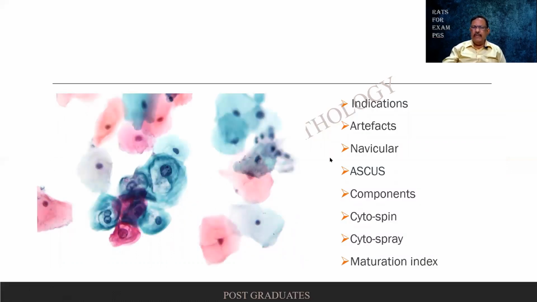Special stains can be given, and these can be the various types of questions. For example, a Pap stain can be asked, and then you will be asked a number of questions like this. People should be prepared. Maturation index, for example, we do not answer. And so on, the questions will be going on.